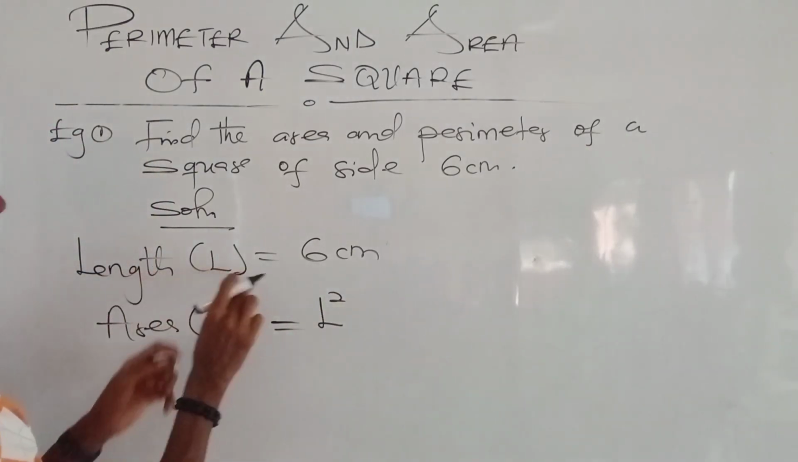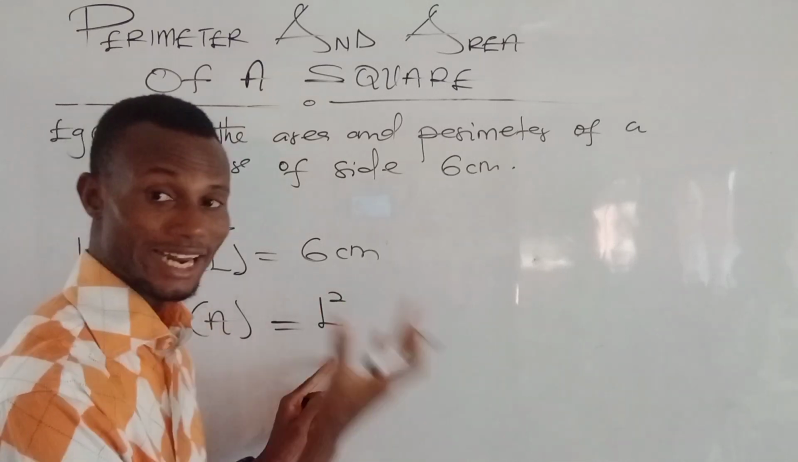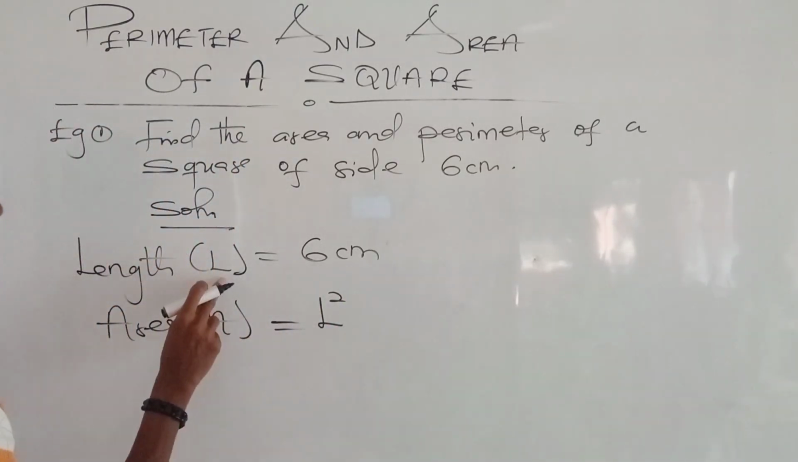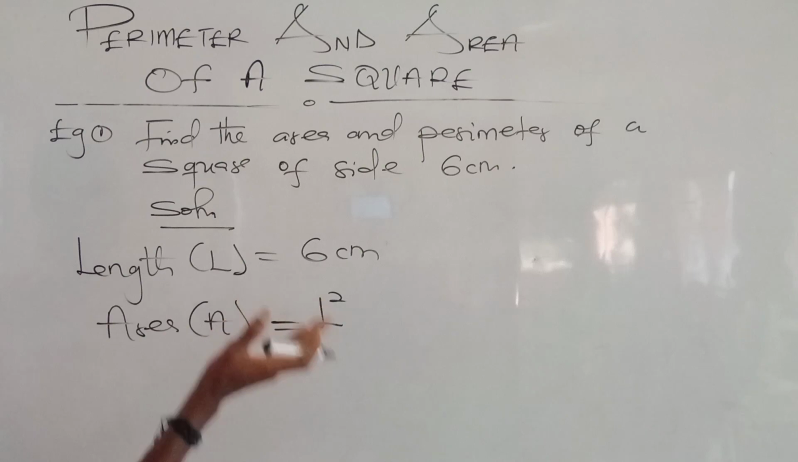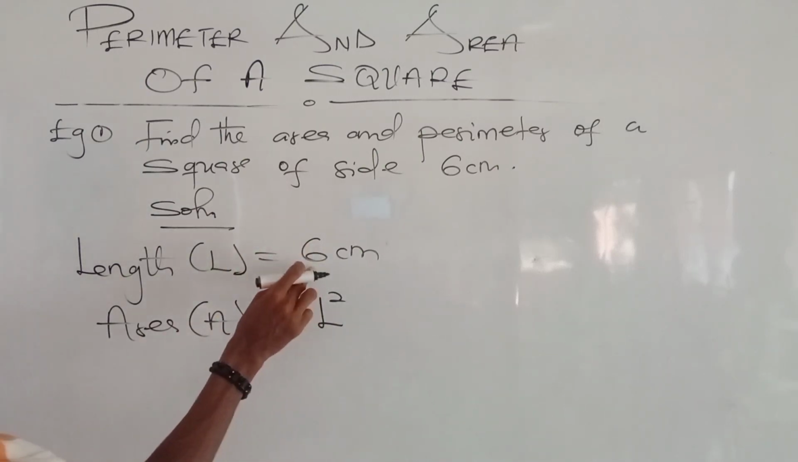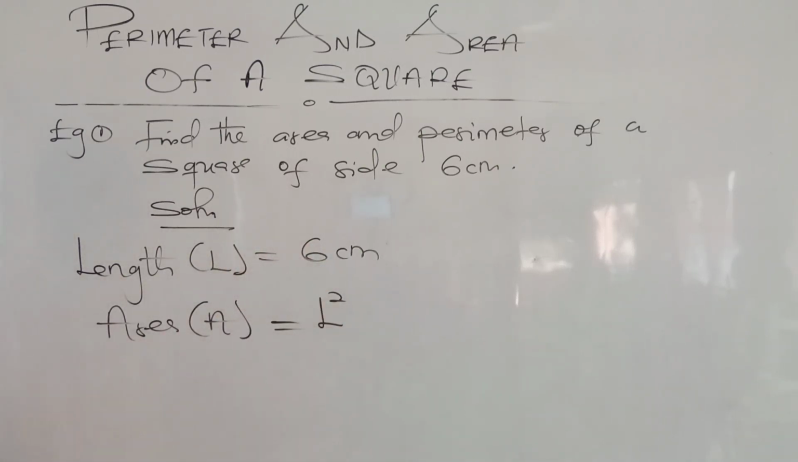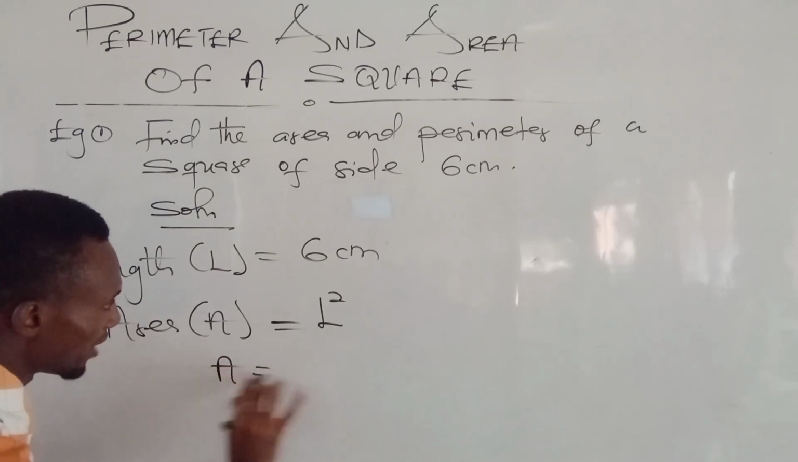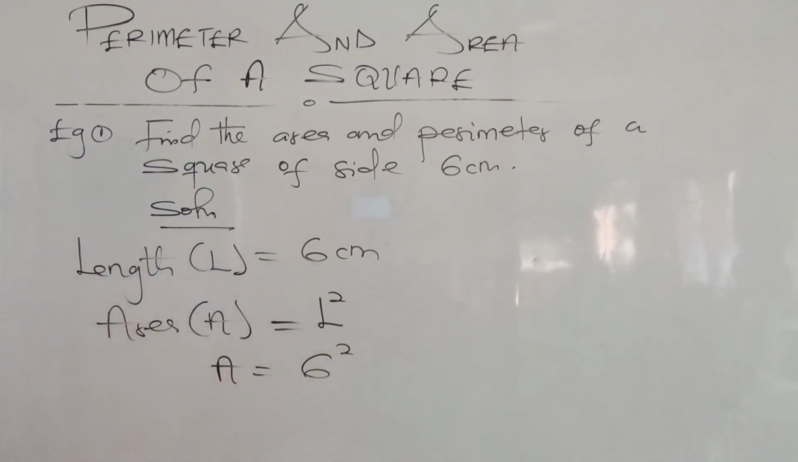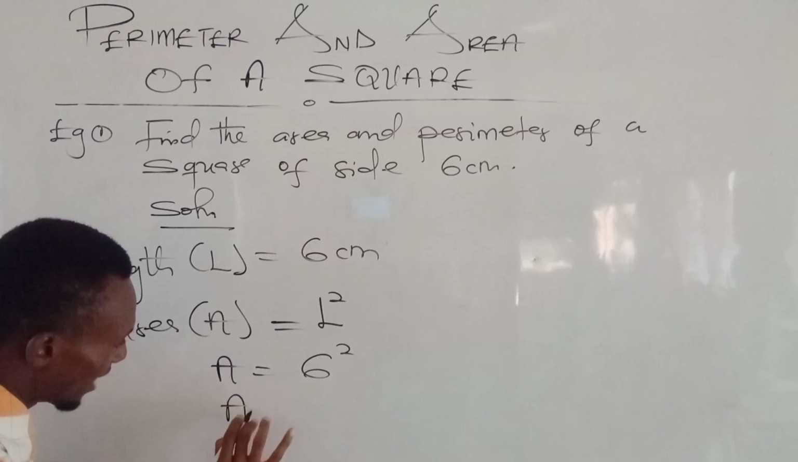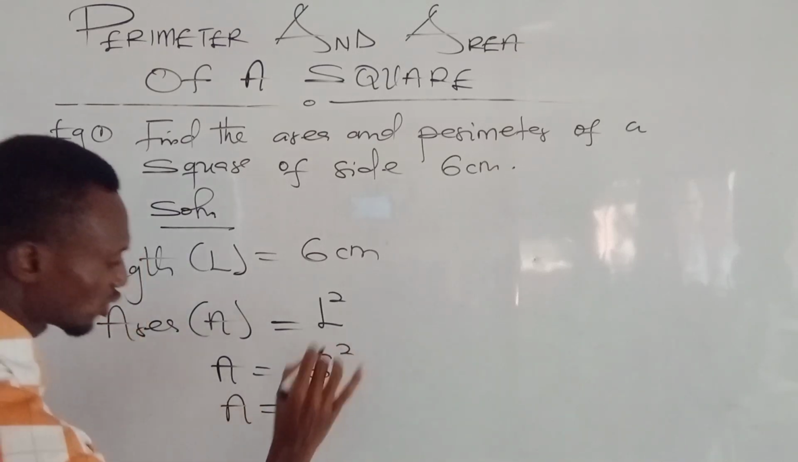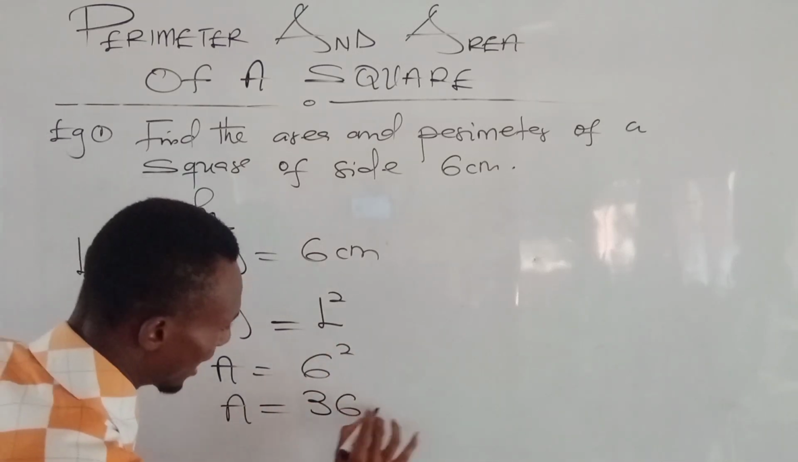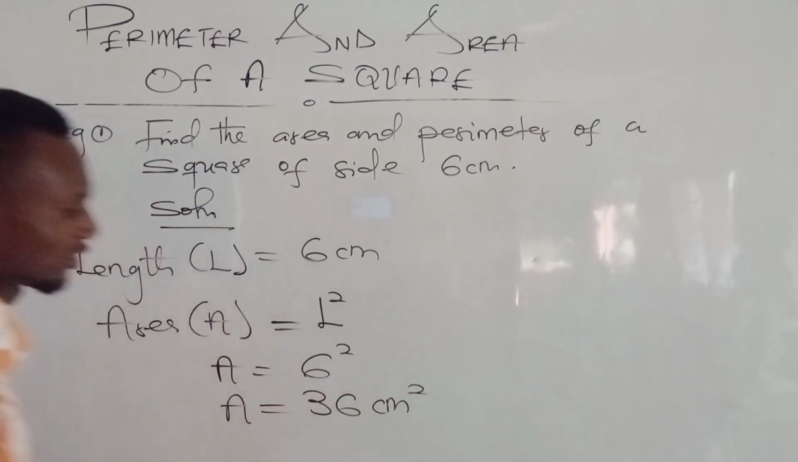Now we have been given the length. The L here is the length. So we have been given the length to be 6 centimeters. So we just need to substitute our value of L into this formula. So my area will be equal to 6 squared. Now let's simplify further. My area will be equal to 6 squared, which is 36, so I'll have 36 centimeters squared.